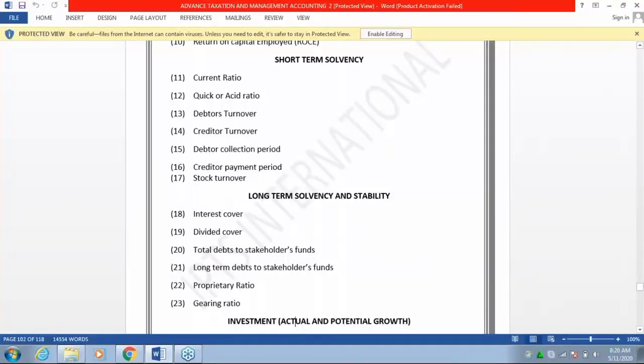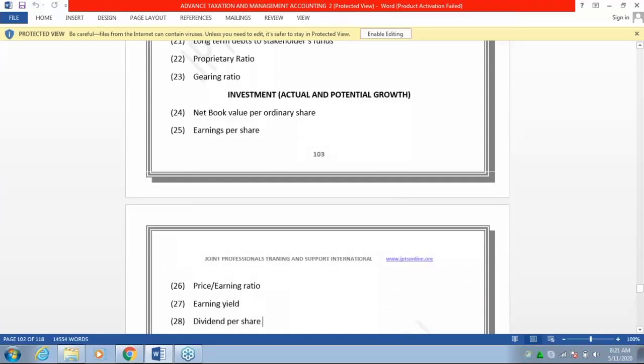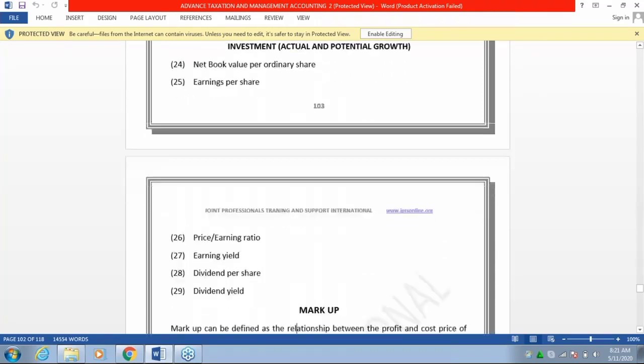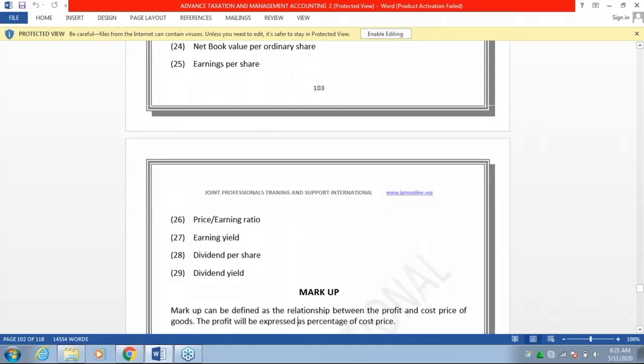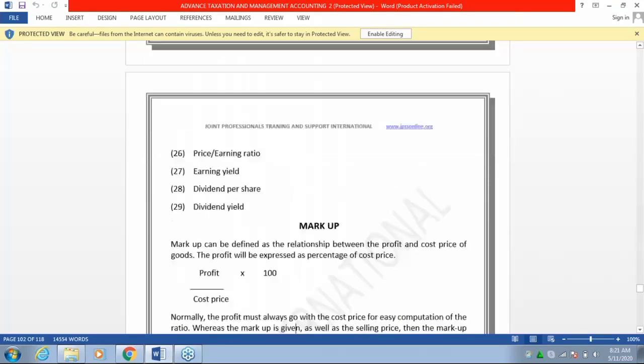Under these categories again, we have long-term solvency and stability. That is when we have the interest cover, the dividend cover, then total debt to stakeholders' fund, then long-term debt to stakeholders' fund, then proprietary ratio, then gearing ratio. Then in actual and potential growth, we use this to determine the growth, development and improvement of a company. That is net book values for ordinary shares, earnings per share, then price earnings ratio, then earnings yield, the dividend per share, then the dividend yield, among the other ones.